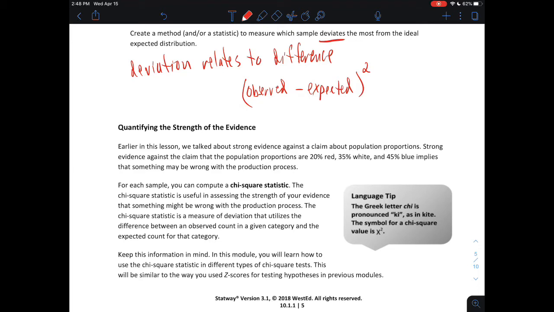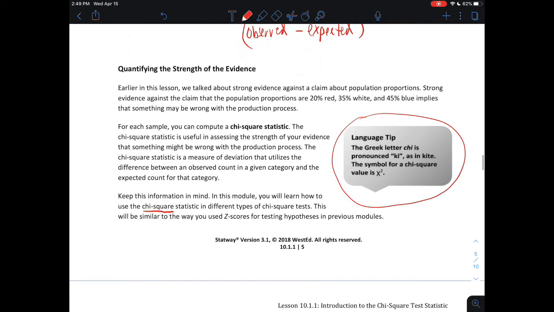In this module, you will learn how to use the chi-square statistic in different types of chi-square tests. This will be similar to the way you used z-scores for testing hypotheses in previous modules. Off to the right, here's the language tip for how I am pronouncing this phrase, chi-square. Chi is a Greek letter pronounced chi, ki phonetically as in the word kite. The symbol for a chi-square value looks like an x with a squared. You're going to probably see me write it like this, where I give a little bit of a curve to one part of the x, so I can tell the difference between it and the letter x. And then I have the exponent of 2 for chi-squared.